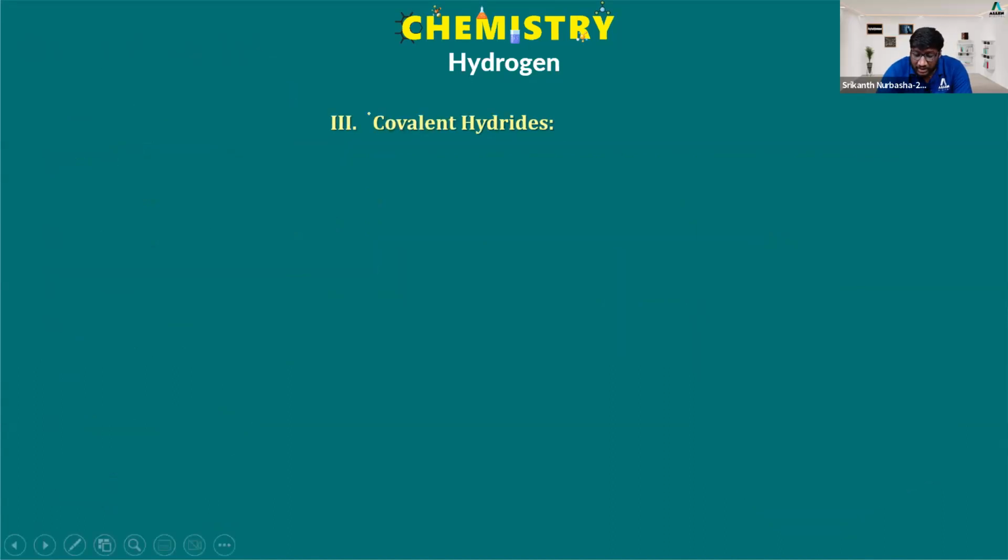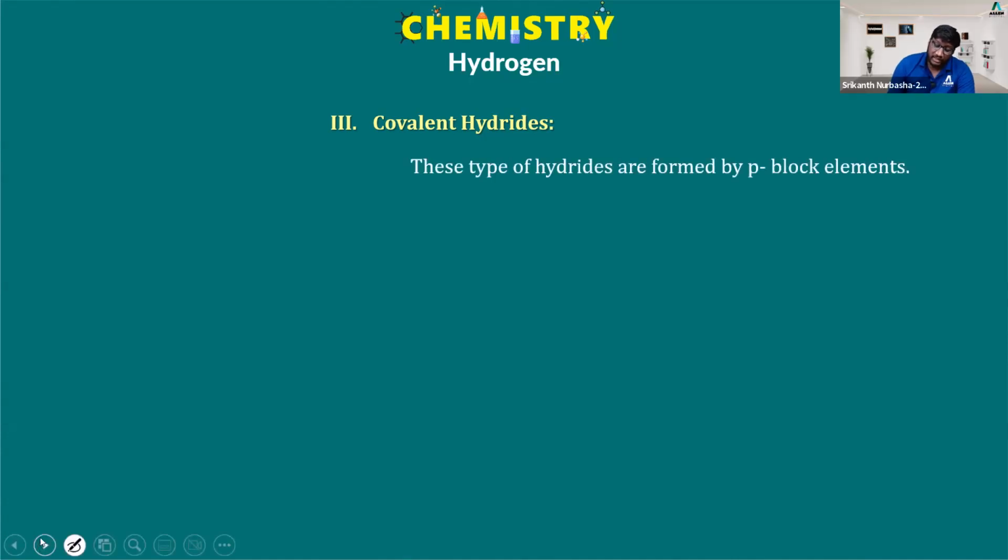Then comes the covalent hydrates. Covalent hydrates are again classified into three types. What are those? Electron deficient, electron precise, electron rich. These types of hydrates are formed from p-block elements.